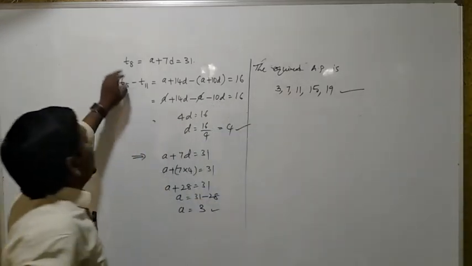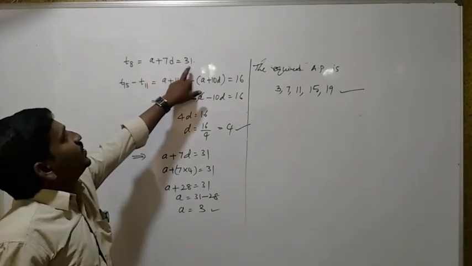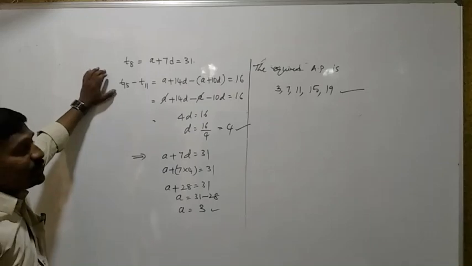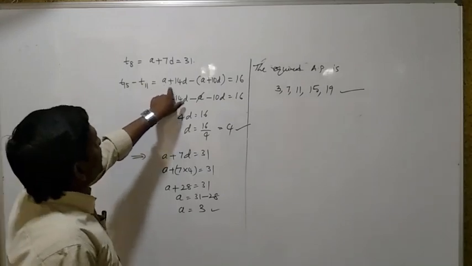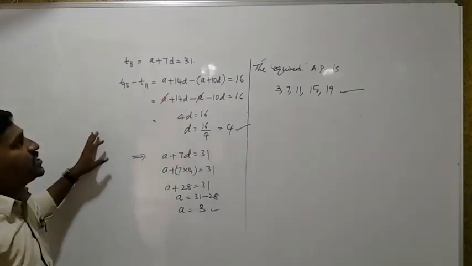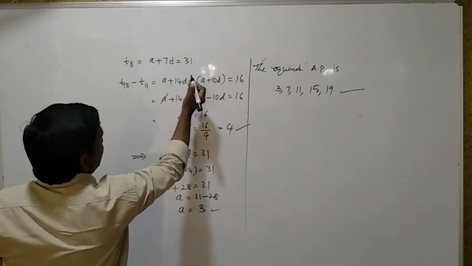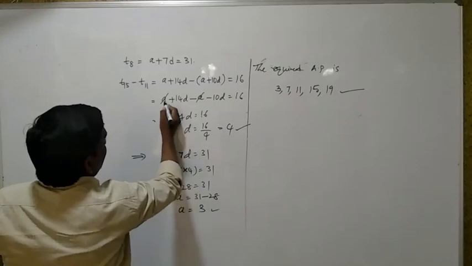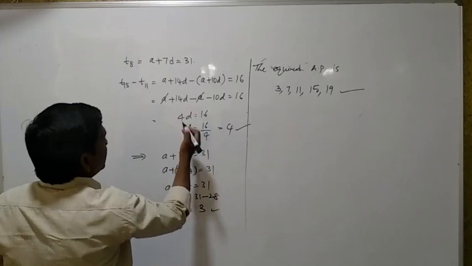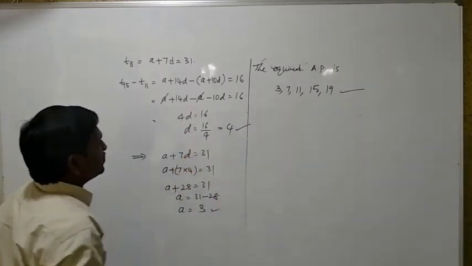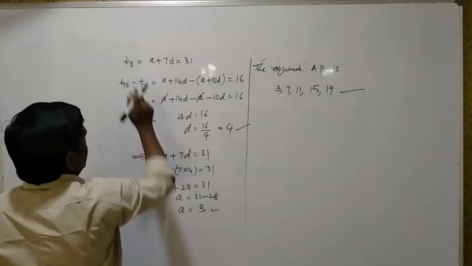Here T8 is given. T8 is given A plus 7D equal to 31, and the difference between the 15th term and 11th term, T15 minus T11, that means A plus 14D minus (A plus 10D) equal to 16. A plus 14D minus A minus 10D equal to 16. A minus A both are cancelled and 14D minus 10D, 4D equal to 16, D equal to 16 by 4, that means 4.